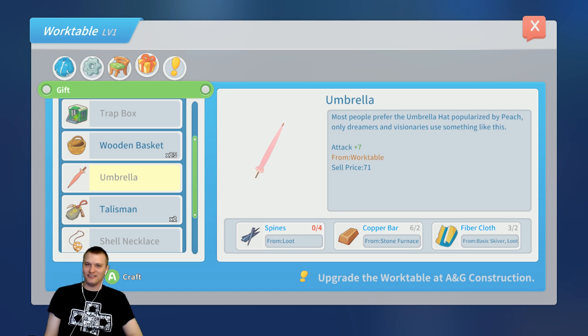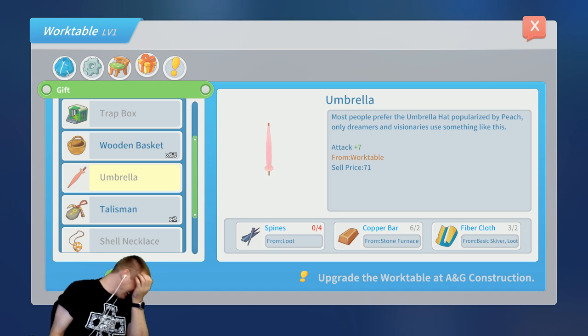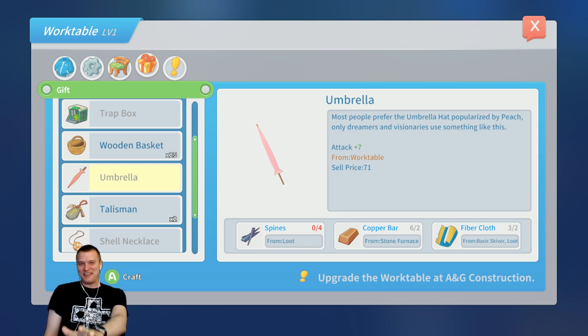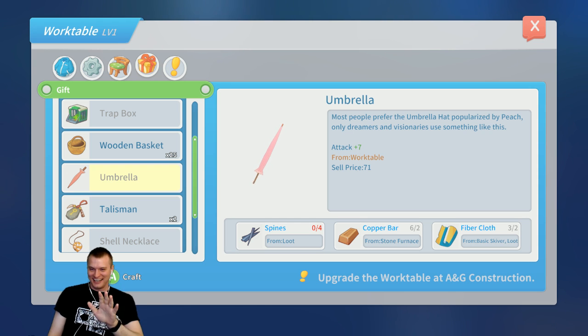Wait, yes it is! My 5! Let us forget that even happened. Let us forget that I even said that.